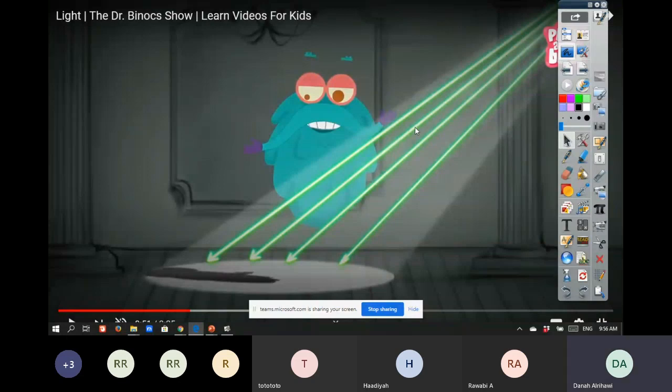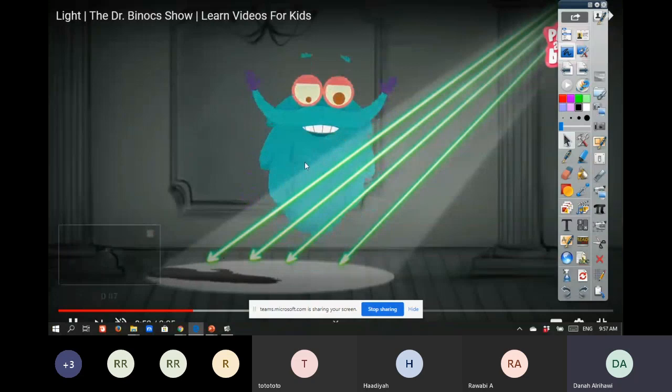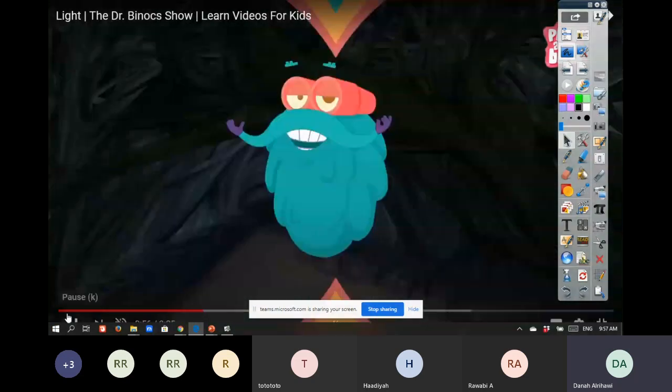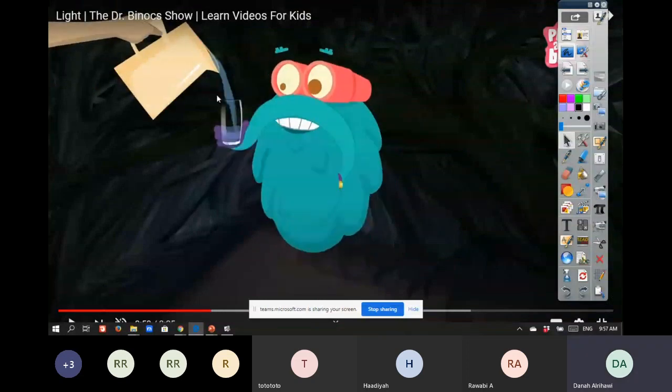Now sometimes, all of you just notice when you pass by an object, your shadow is formed. Today we are going to learn why sometimes the shadow forms and other times the shadow doesn't form. Actually, it depends on the medium or the matter that the light passes through. What does that mean?